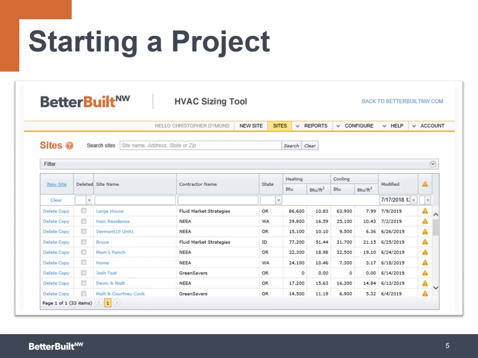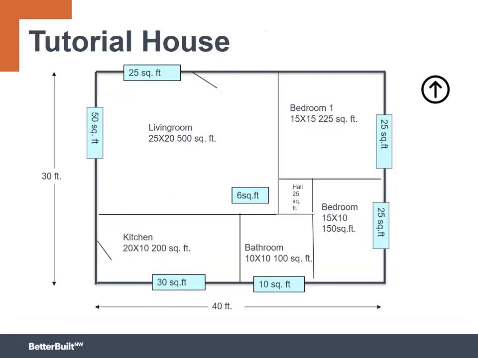In this case, we're going to have Bruce tell us a little bit about a demo tutorial project that he's developed. It's a very simple house. It's 30 feet by 40 feet, giving us 1,200 square feet. It's got 2 bedrooms, a bathroom, a living room, and a kitchen area, and a very small hallway. It's got moderate amounts of insulation, so this should be a pretty fast house to enter.